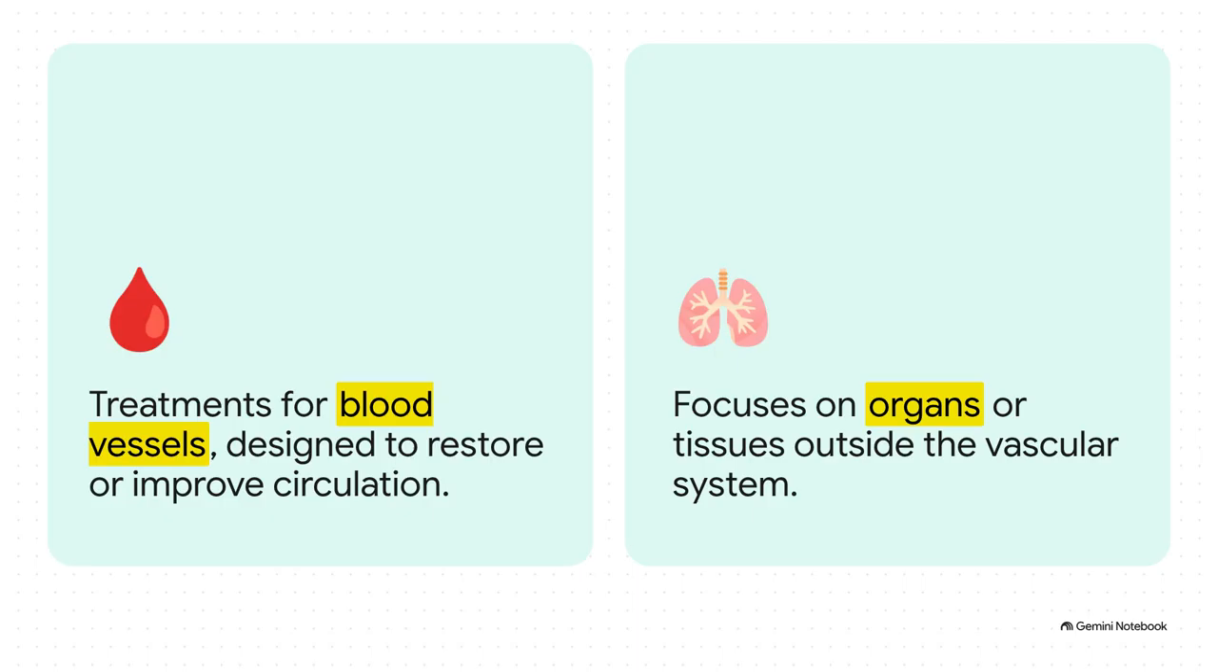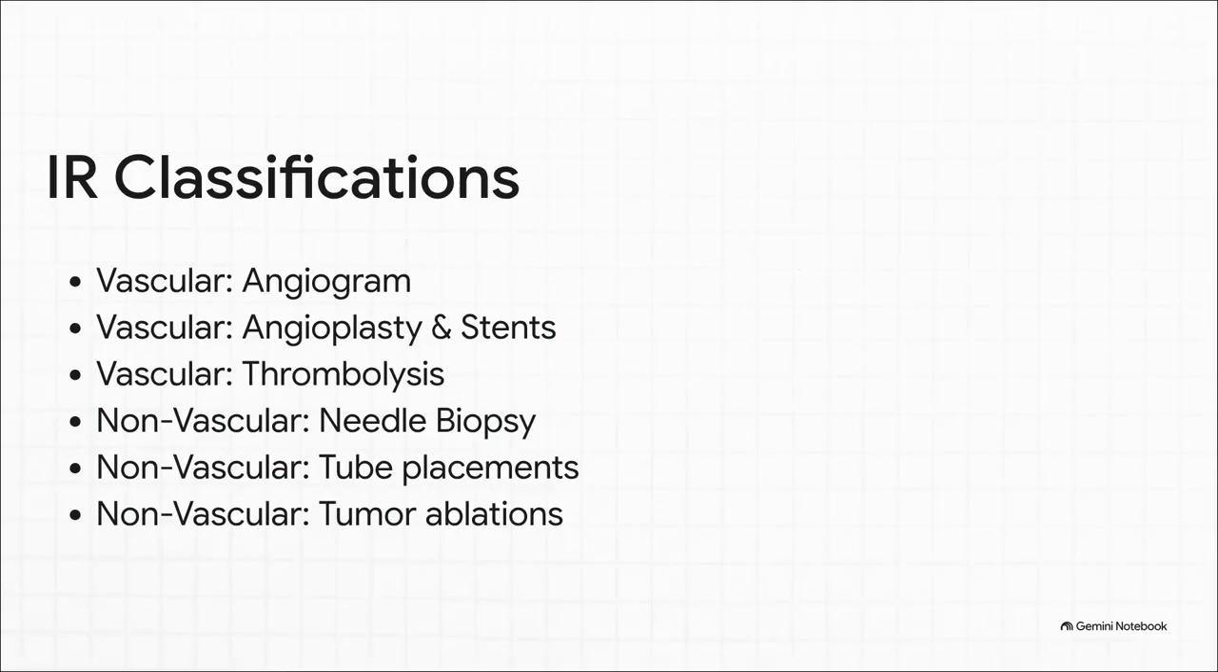Vascular IR is all about the plumbing, treatments designed to restore or improve circulation in the blood vessels. Non-vascular IR focuses on everything else: organs, tissues, or tumors outside that vascular system. Before we can even think about branch orders, we have to know we're in the right neighborhood. Looking at these examples, you can really see the split. Stent placements, angioplasties, embolizations, you are firmly in the vascular category. But if the doctor is placing a drainage tube or doing a needle biopsy of a mass, that's non-vascular.